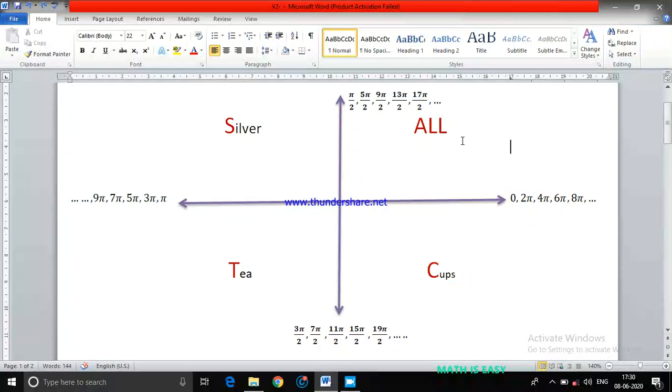What are the trigonometric ratios? Sine, cos, tan, cosec, sec, and cot. These are the 6 trigonometric ratios. All are positive in the first quadrant. Next, when you come to the second quadrant, I highlighted only S. So that means sine and cosec will be positive. Sine and cosec will be positive, and the rest all will be negative. Except sine and cosec, what do you have? Tan, cos, sec, cot. The rest all 4 trigonometric ratios will be negative.